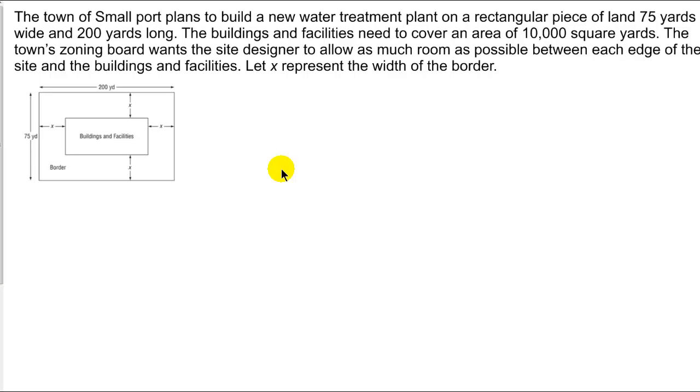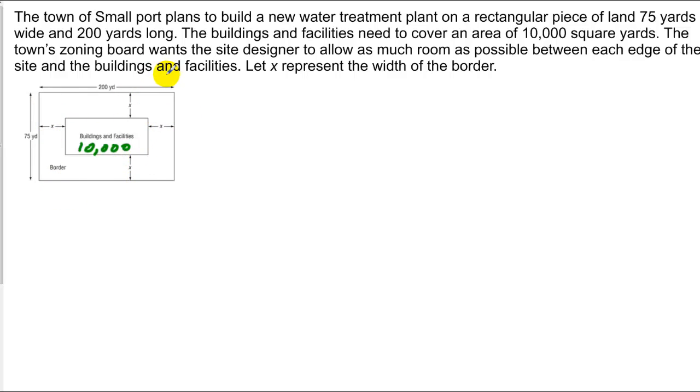So now we're going to apply our quadratic formula to an application problem. And what's happening here is this town wants to build a treatment plant on a piece of land that's 75 this length by 200, which is this length. And we want the buildings to total 10,000 in area, so this rectangle in the middle is 10,000, and we want to allow as much space around the buildings as possible. And notice I have equal space in this figure drawn.